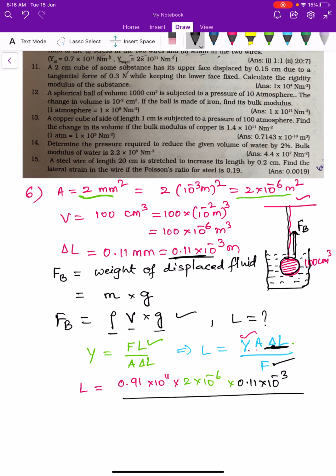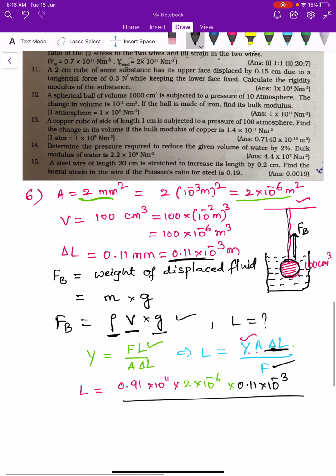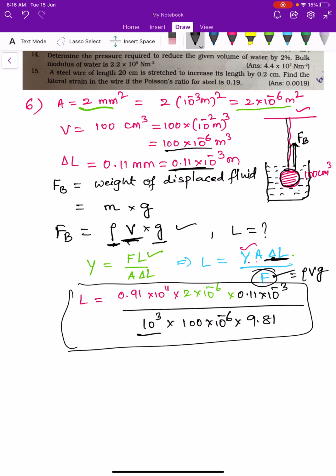Here the force F is nothing but density into volume into g. The density of water is 10 to the power of 3, that is 1000 kg per meter cube, into volume, which is 100 into 10 to the power of minus 6, into g value 9.81. By solving this, you will get the answer for L. Okay, this is all about the solution for problem number 6.